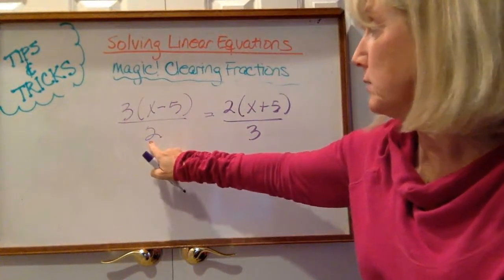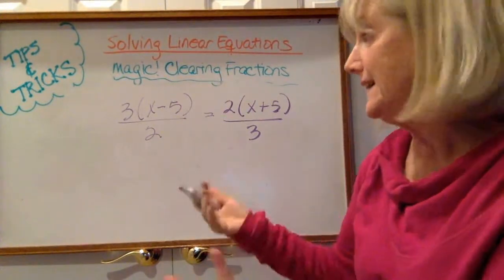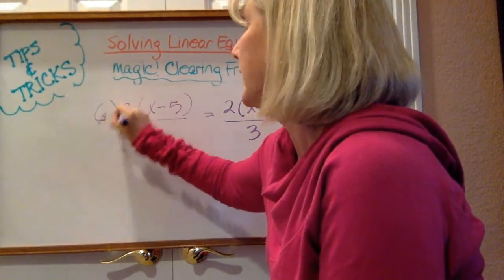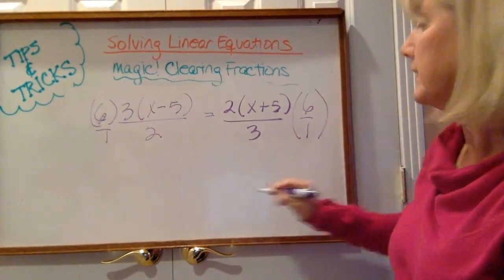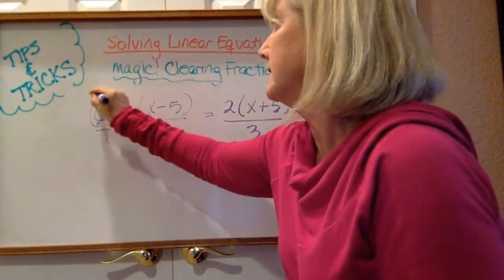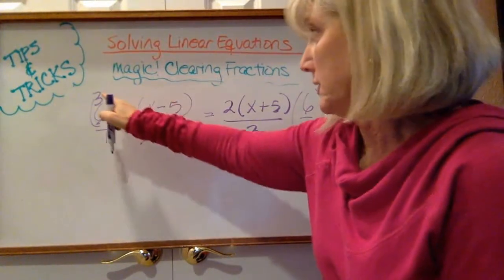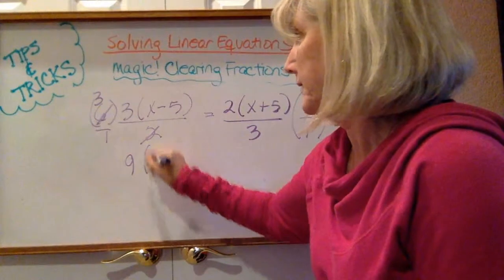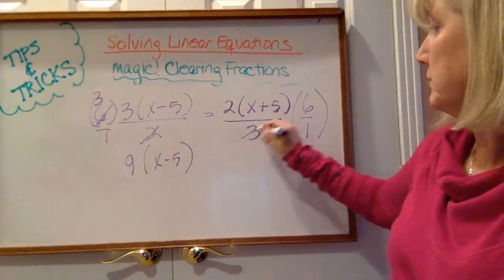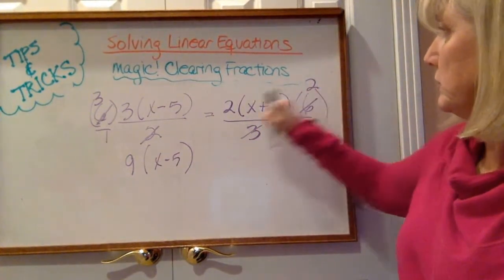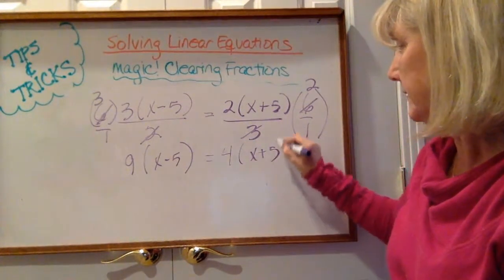So we look at this is one term, this is one term, we look at the denominators. The smallest thing that 2 and 3 go into is 6. So we are going to multiply both sides by 6, and I can do 6 over 1 if that helps clarify what you're doing. So the 2 goes into the 6 and leaves a 3. We don't need to put the 2 into this because these are all factors. So this is going to end up being 9, because you have 3 times 3 times x minus 5. And then this 3 goes into this 6 and leaves 2. So the 2 times 2 is going to be 4 times x plus 5.